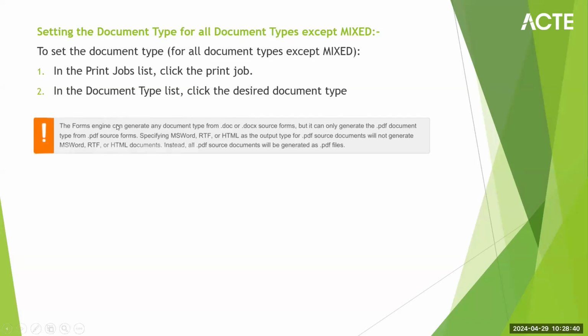Note that the forms engine can generate any document type like DOCX or doc from a source document, but it can generate only the PDF document type from a PDF source form. Specifying MS Word, RTF or HTML output for a PDF source document will not work. PDF will not generate MS Word, RTF or HTML documents. Instead, all PDF source documents will be generated as PDF files. Only PDF documents will generate only PDF files, where it cannot be mixed with one MS Word, one RTF or one HTML document.